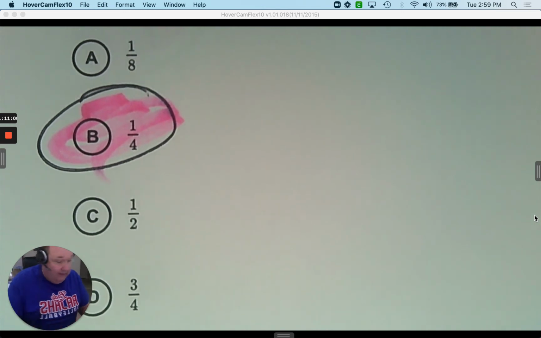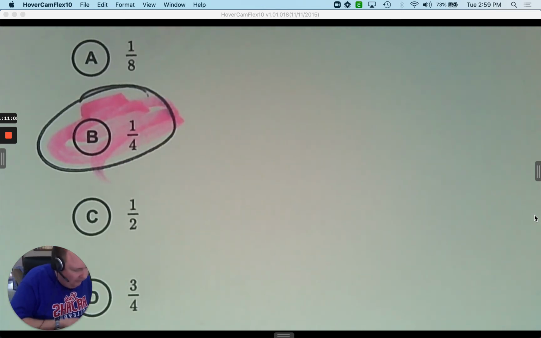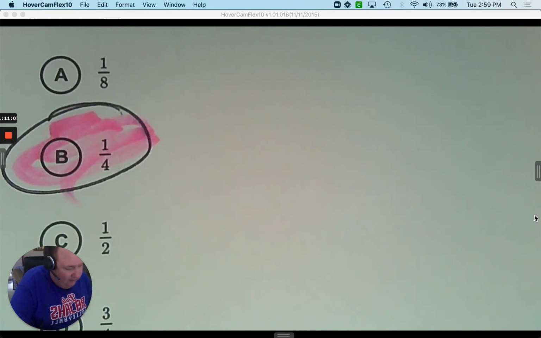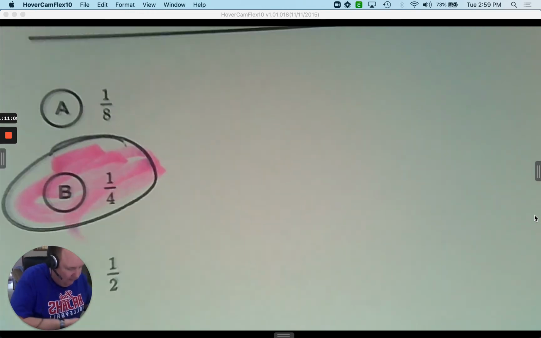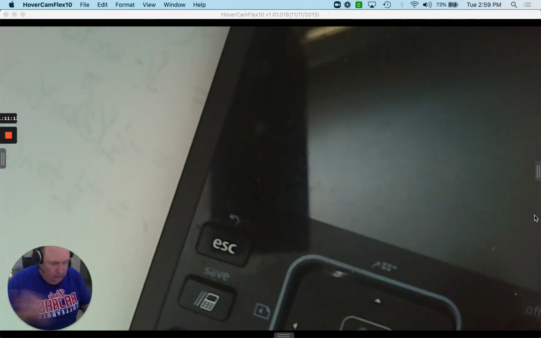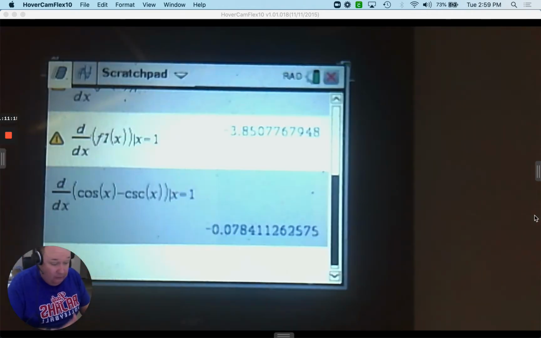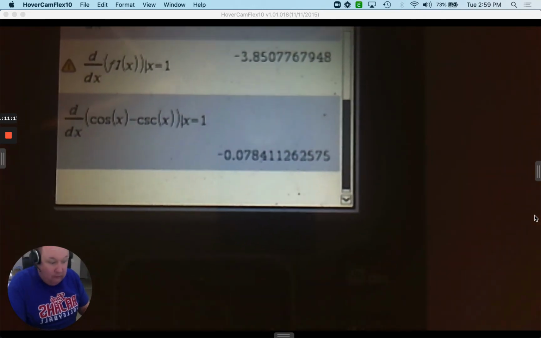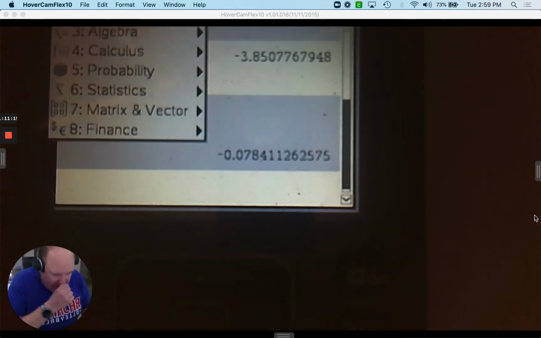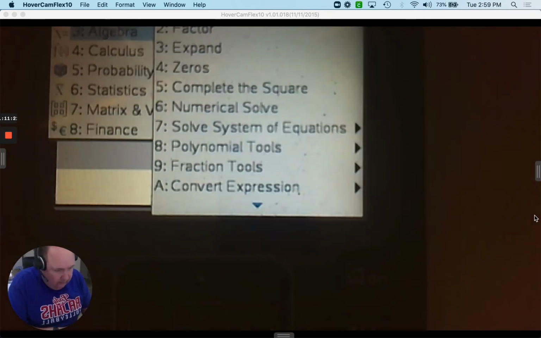Number 49, you get to use your calculator. You're given a function f, and you're given g, and it said, at what value of x do the graphs f and g have parallel tangent lines? So for that, we're going to solve an equation. So here, let me show you how we're going to do it. So menu, algebra, and we're going to solve an equation.